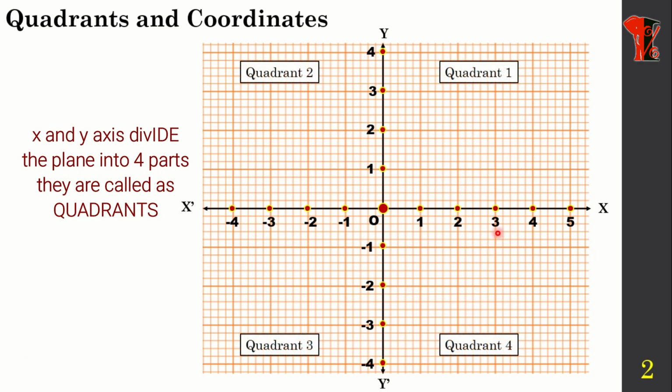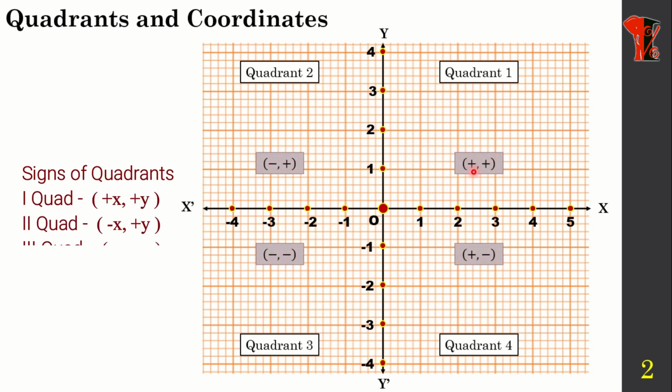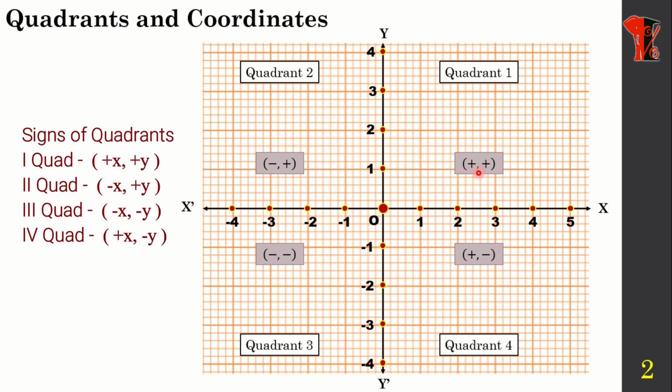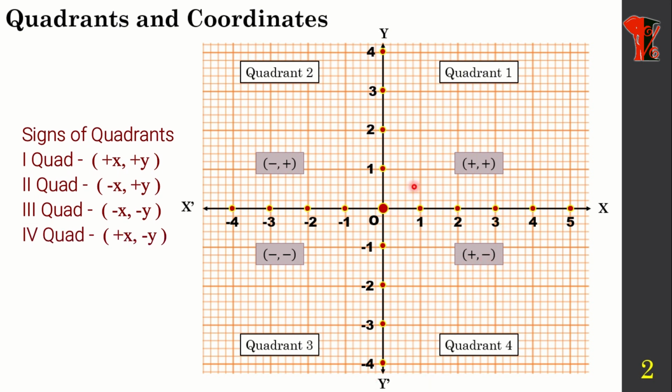Those four parts are called quadrants: quadrant 1, quadrant 2, quadrant 3, quadrant 4, and these are specific. So they have their own signs. That means in quadrant 1 the coordinates are plus and plus. The first plus sign is from the x-axis and the second plus sign is from the y-axis. Same way, the first minus sign is from the x-axis and the second plus sign is from the y-axis, and minus from x-axis, second minus from y-axis. Same way, plus sign is from the x-axis, minus sign is from the y-axis. This is the basic idea about the quadrants and coordinates.